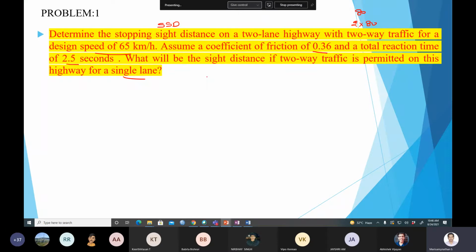As you know, the SST equation we have derived is nothing but 0.278 into V into reaction time plus V square divided by 254 into F. There is no gradient, that's why I stopped with F. So in the equation, what parameters are required? Speed. The speed is given as 65, in kilometer per hour, so directly we can apply it. This equation is for kilometer per hour.